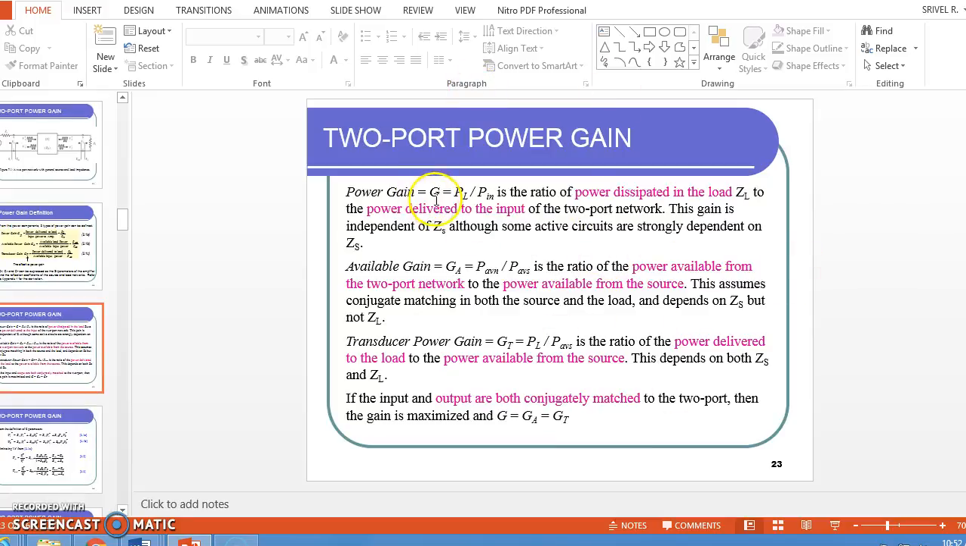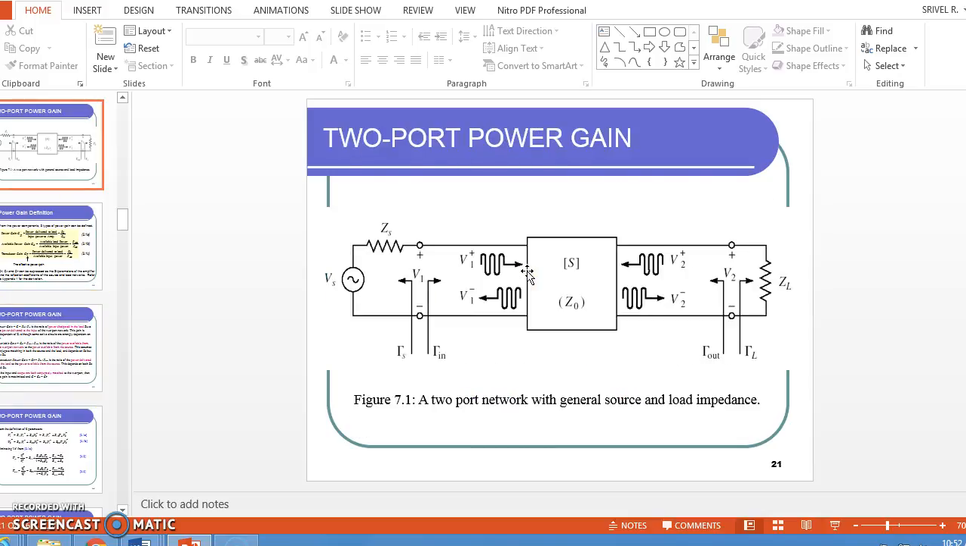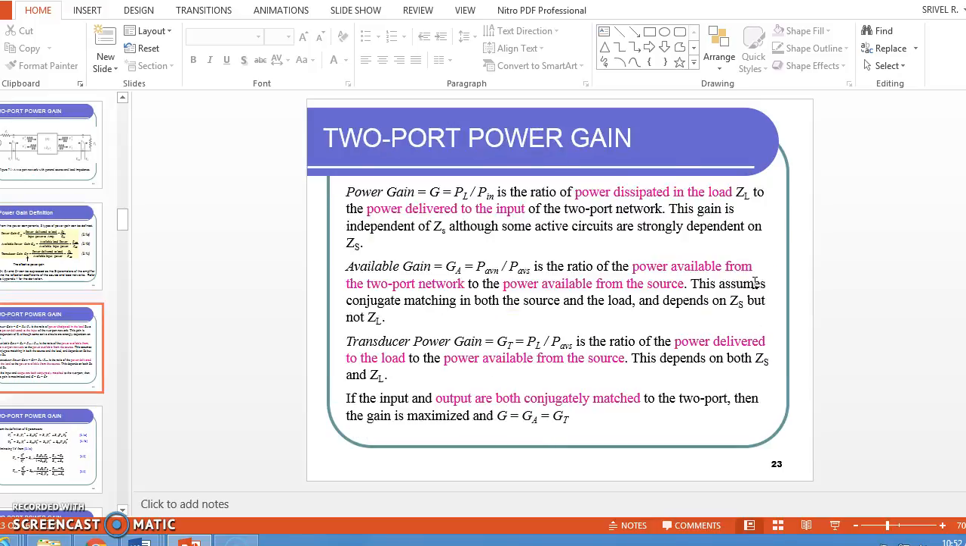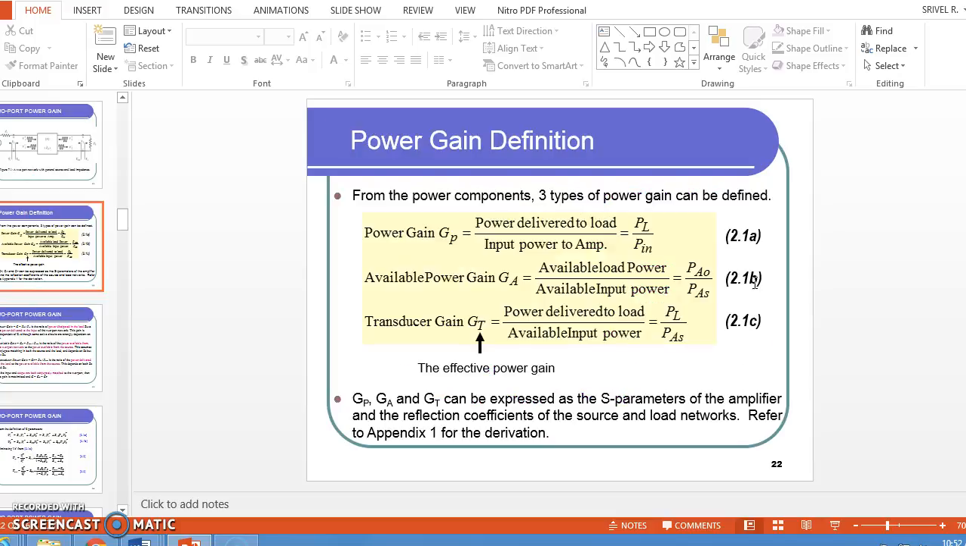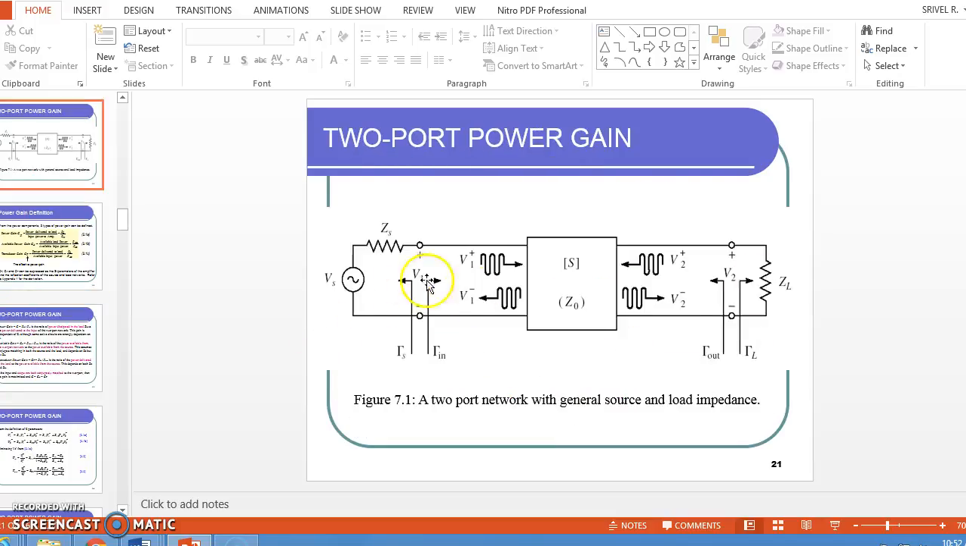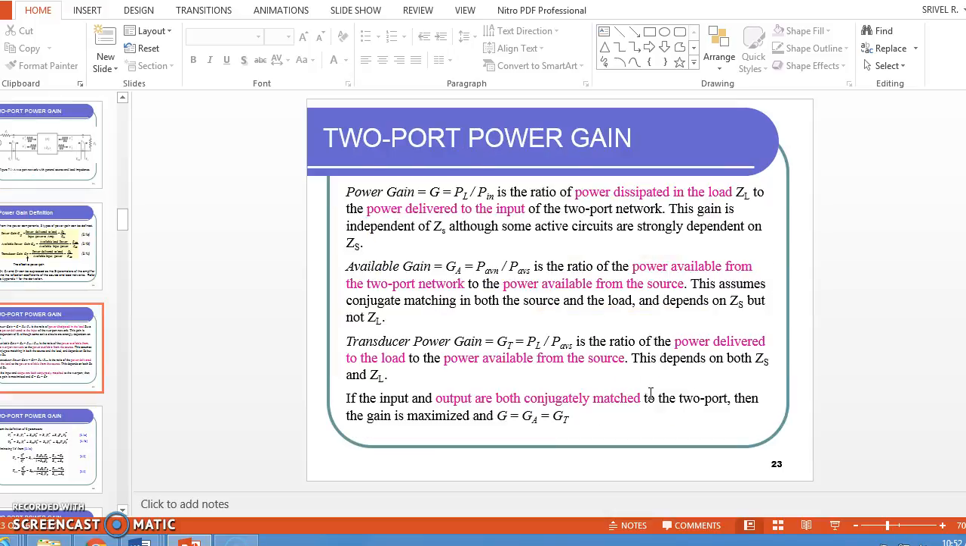So here it is a power gain. Power gain is equal to the ratio of power dissipated in the load ZL to the power delivered to the input of the 2-port network. This gain is independent of ZS, although some active circuits are strongly dependent on ZS. So power delivered to the load ZL, to the power delivered to the input of the 2-port network, this ratio is called the power gain GP.